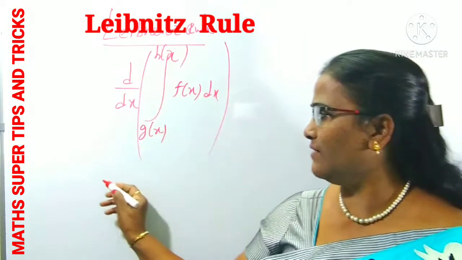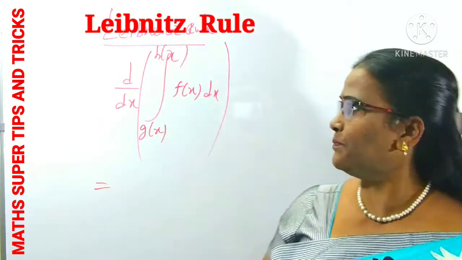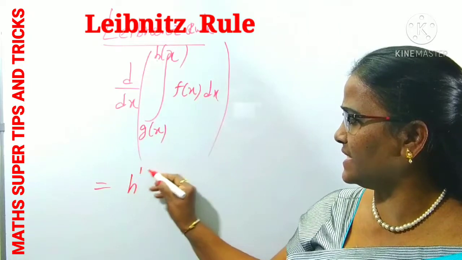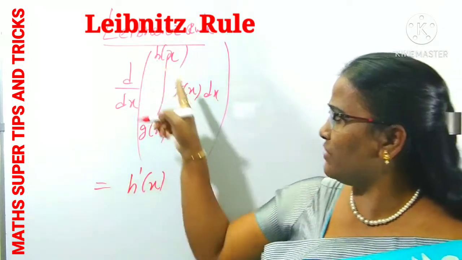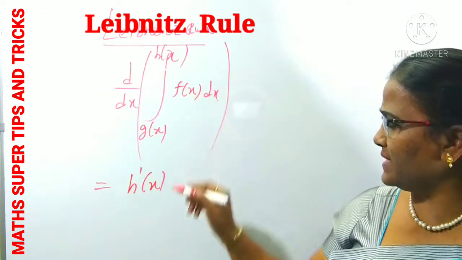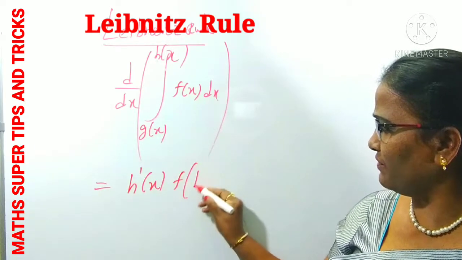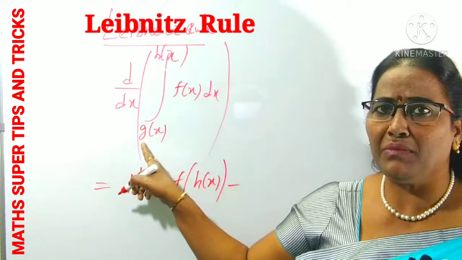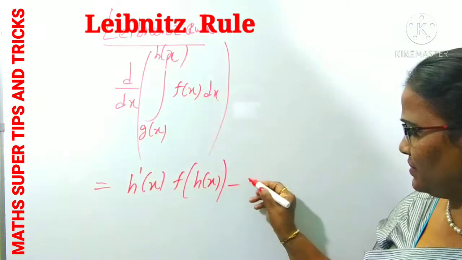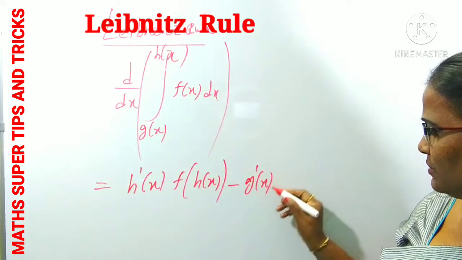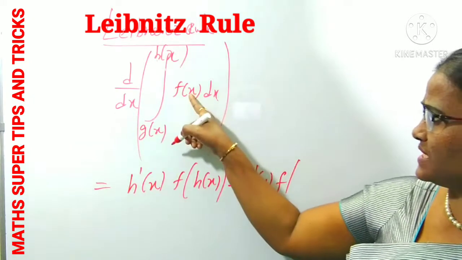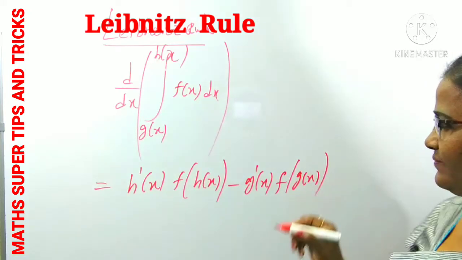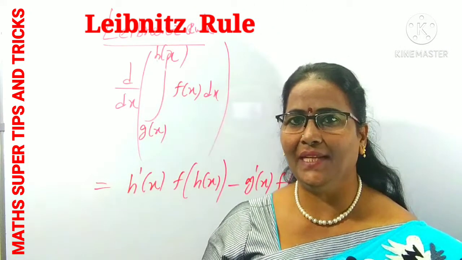So what is the resultant value? We can write immediately. What is the upper limit here? h of x. That derivative you have to write, that is h dash of x, and the same h of x we can substitute in this function in place of x, that is f of h of x, minus, same way, what is our lower limit here? g of x. g of x derivative, g dash of x, with f of, again in place of x in that function, g of x we can take. That's it. This is called which rule?